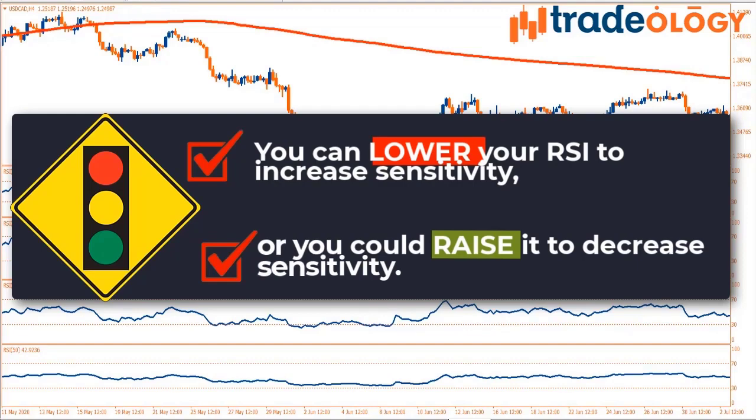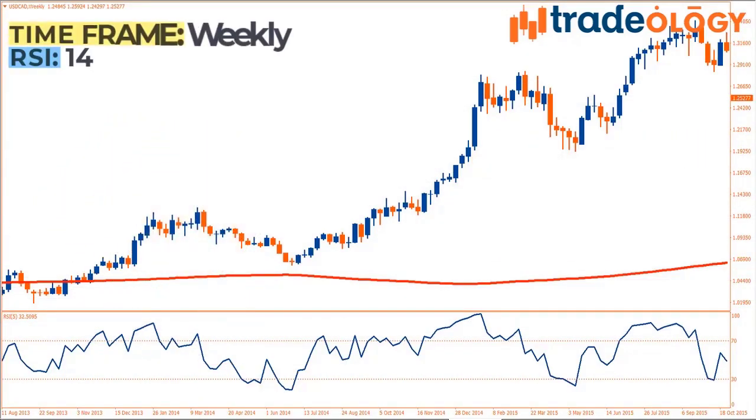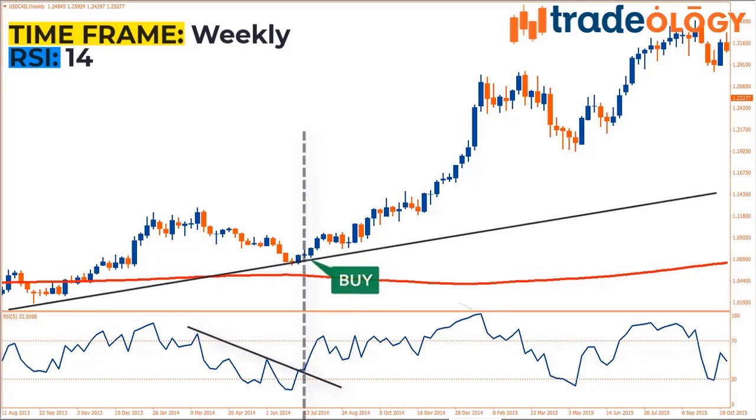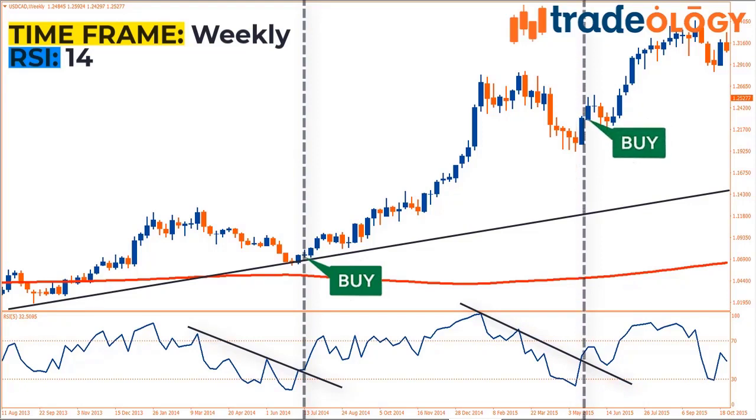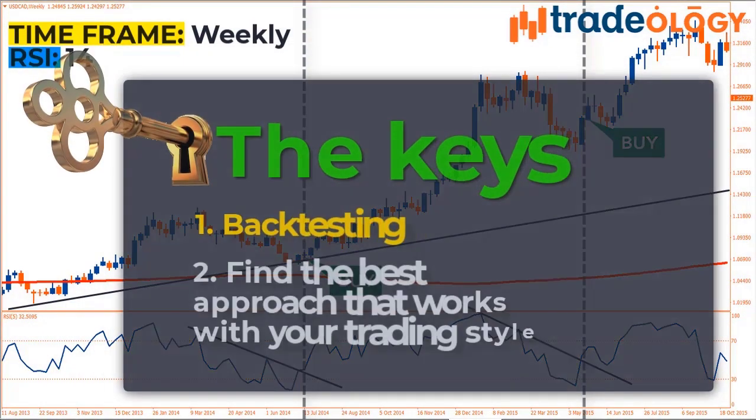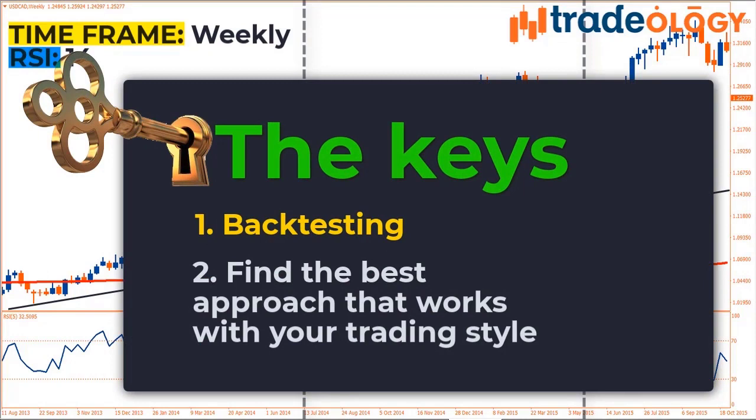For a smoother analysis with less noise, you can try using higher time frames. In this case, you can use a lower RSI period, which will offer more trendline opportunities. Alternatively, you can choose a higher period RSI, like 21 for example, for a less sensitive approach. The key here is to backtest different approaches and find the one that works best with your trading style.